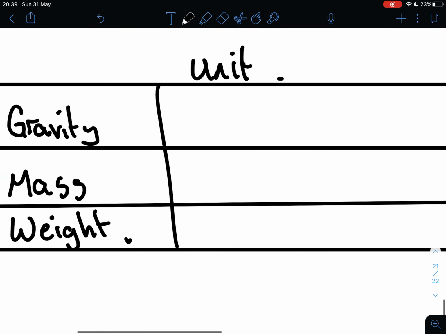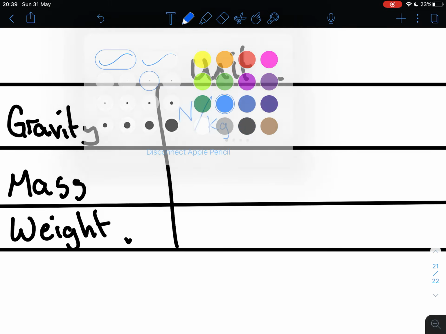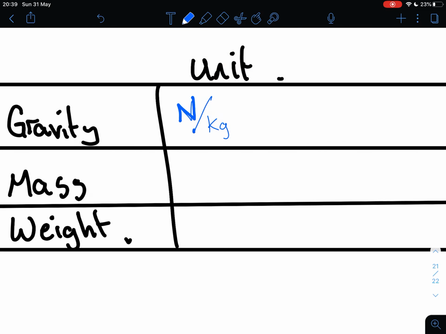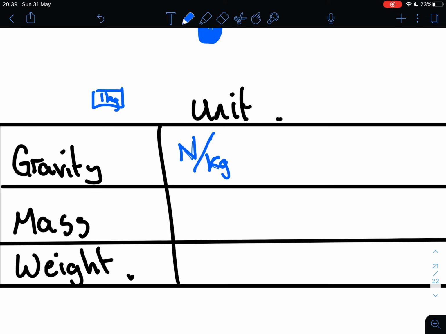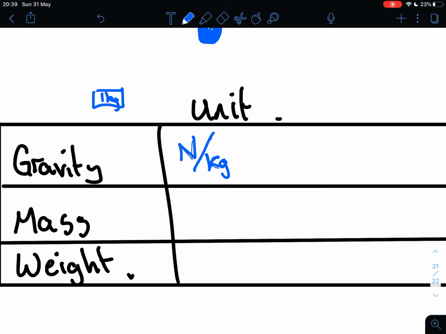So, units. Again, easy to remember, sometimes confusing people. Gravity will tell you how many newtons per kilogram you'll get. Let me thicken that up a bit. How many newtons per kilogram? So if you have 1 kilogram on the Earth, gravity of the Earth is 9.8. 1 kilogram will equal 9.8 newtons of force.